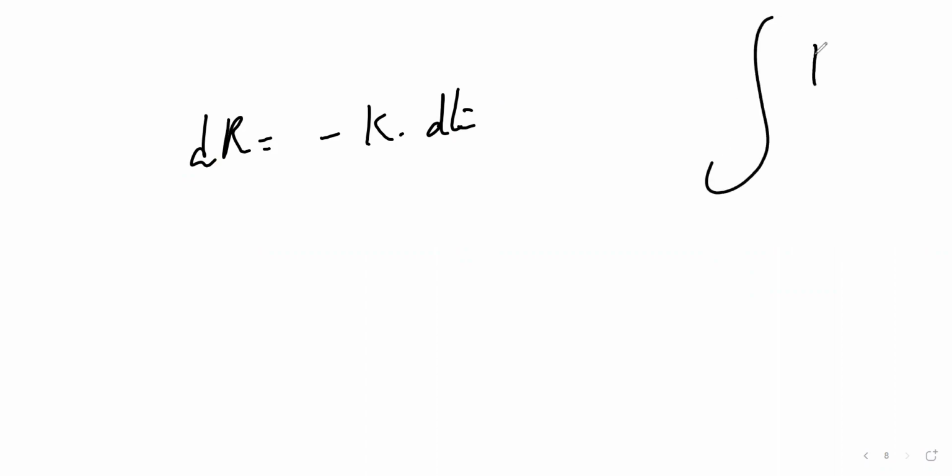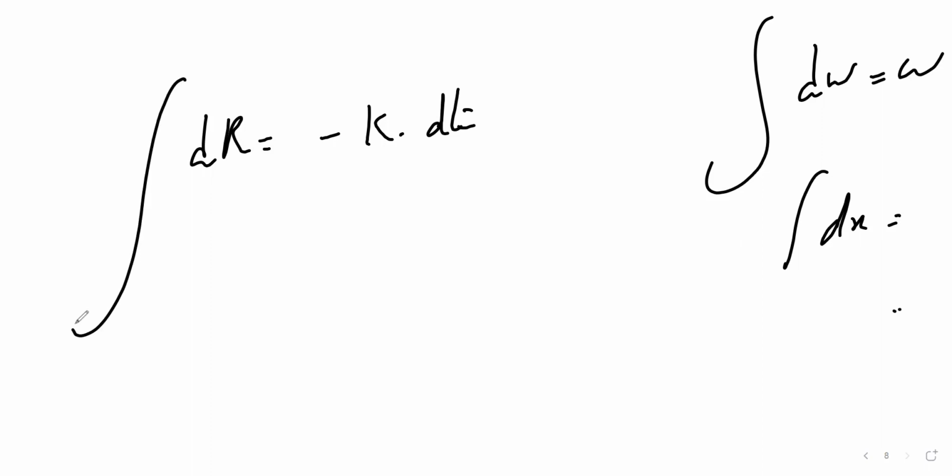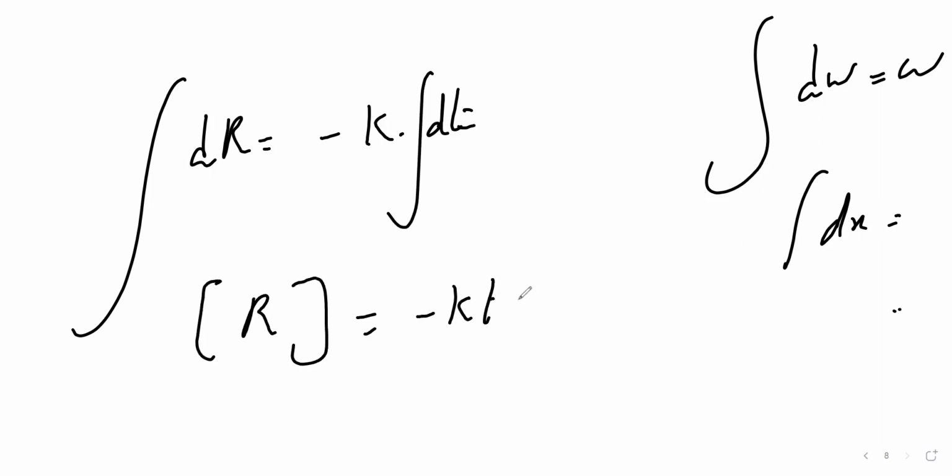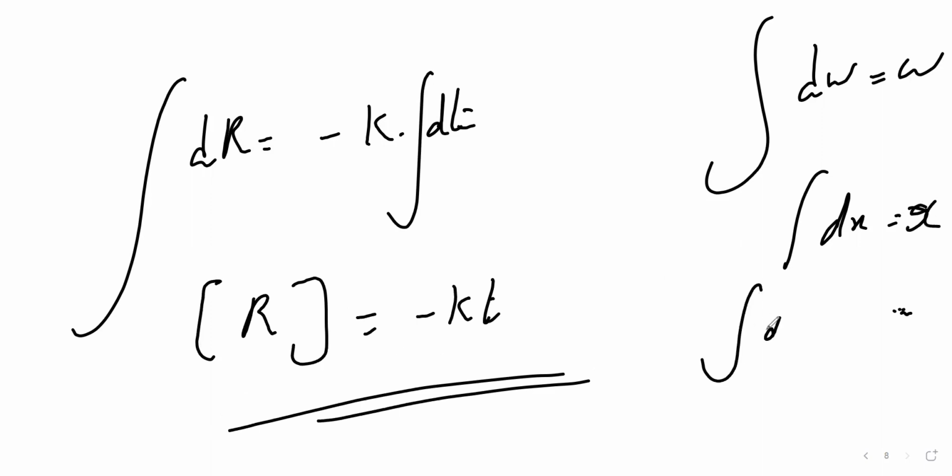We know the integral of dw is w. The integral of dx is x. Similarly, the integral of dR is R. Here also, the integral of dt is t. So here R is equal to minus kt. That's it. The integral of dt is t, the integral of dx is x, the integral of dR is R. This is a formula.